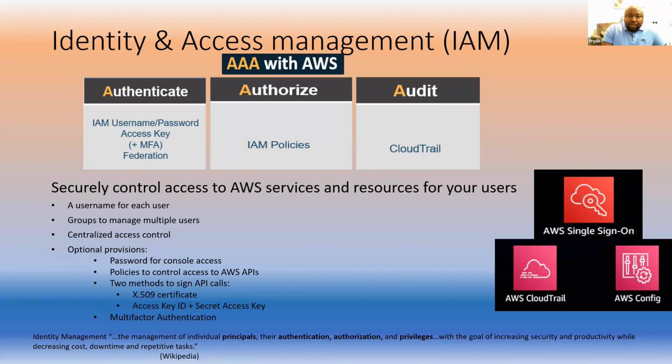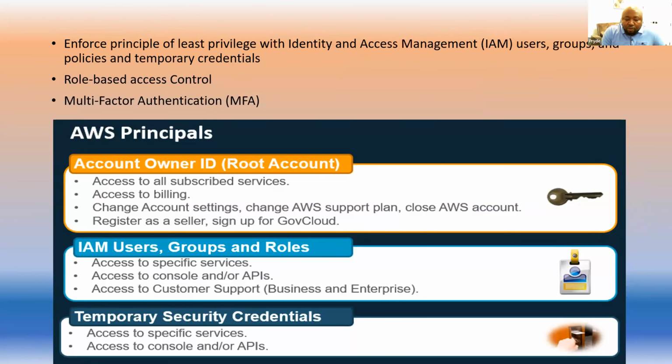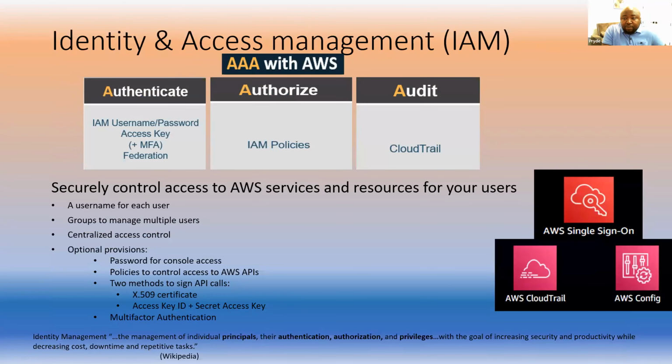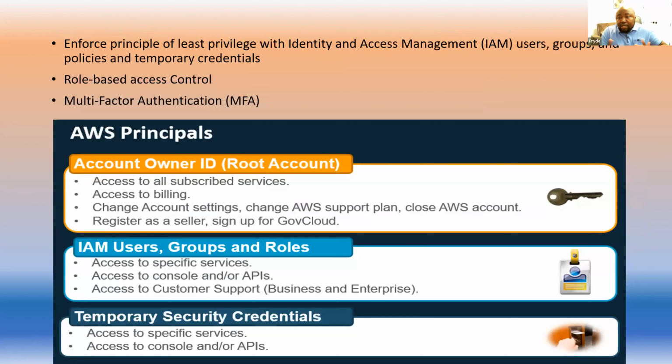Now, let's go into another aspect. For identity and access management, you want to make sure that at that level within that service, you enforce the principle of least privilege for users, groups, and policies, and also temporary credentials, like managing access to data. If you have to share data with a friend or whoever, you don't want them to have that access for life. So you may want to provision access for a certain period of time, say 15 minutes to 24 hours.